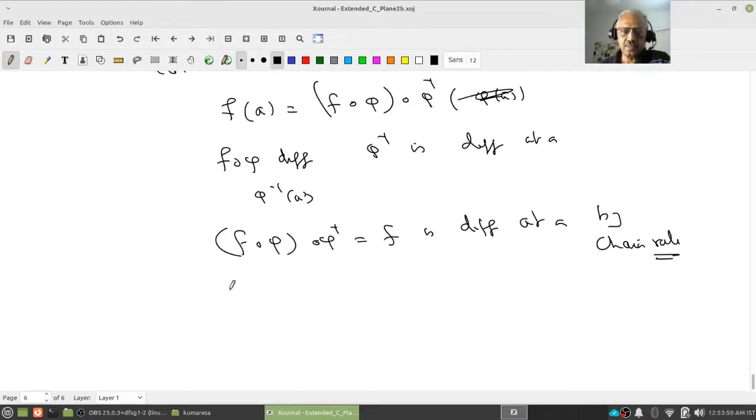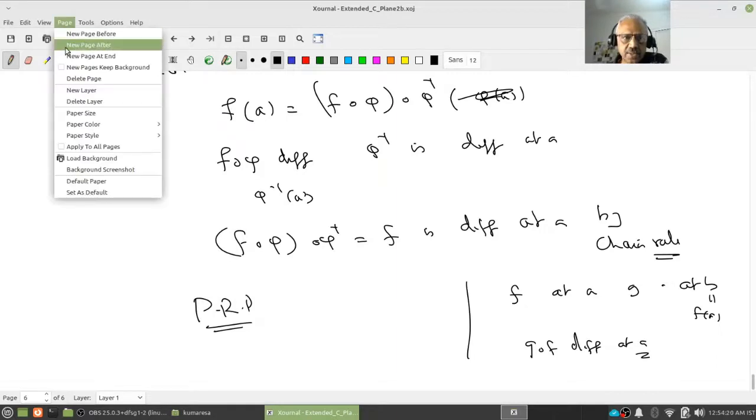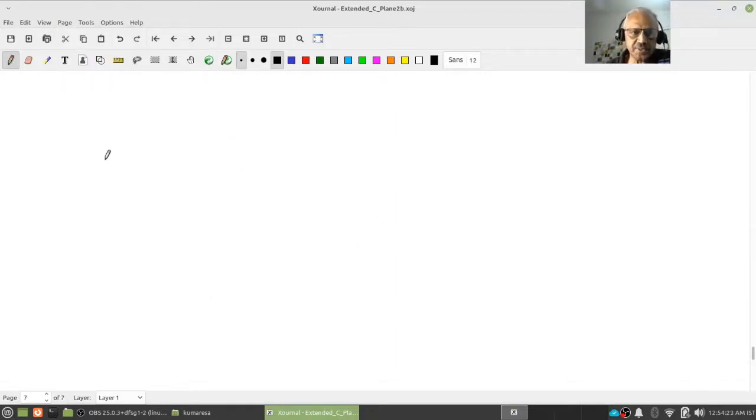Do you follow that? Remember, what does the chain rule say? f is differentiable at a and g is differentiable at b, where b is f of a. Therefore g composite f is differentiable at a. That's what we are using. Make sure you understand. So I want to use this principle in a very special case.